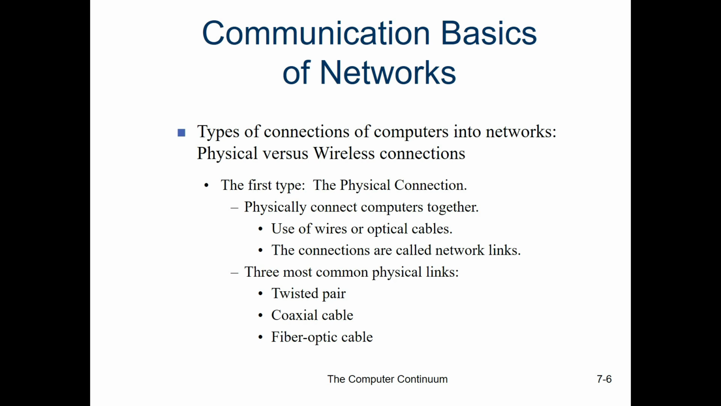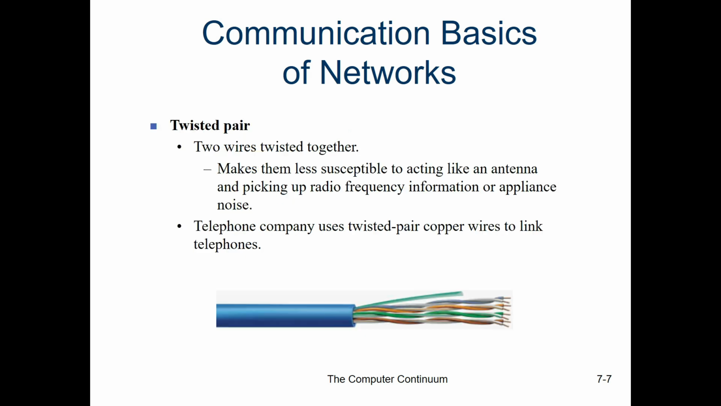There are three most common physical wires or physical links which are used to connect computers with each other: twisted pair cables, coaxial cables, and fiber optic cables. These are the three types of cables which are used for connecting computers with each other. We'll discuss these one by one.